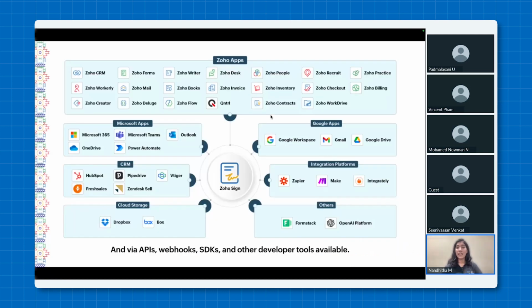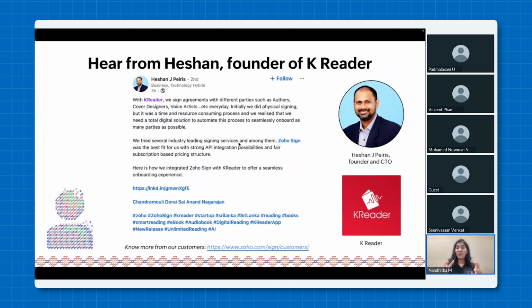Zoho Sign also tightly integrates with the Zoho suite of apps and also with third-party apps such as the Microsoft apps. Then you have Google apps, you have CRM platforms, integration platforms, and cloud storage platforms with which you can integrate. And of course, there are other platforms such as FormStack and OpenAI that you can use too. Moreover, if you have existing apps, you can use our APIs, webhooks, and SDKs to integrate the existing apps with Zoho Sign. So now it's time to hear from a customer who's from the education world, in fact.